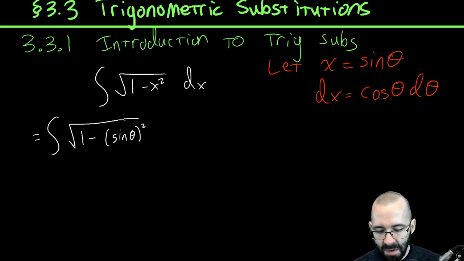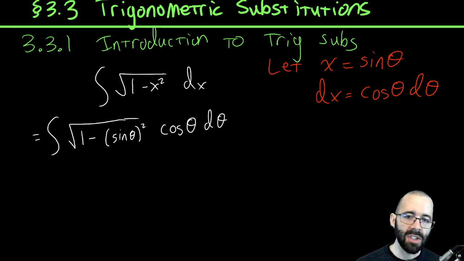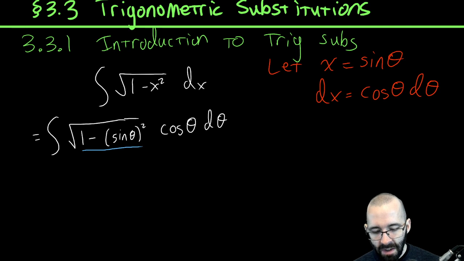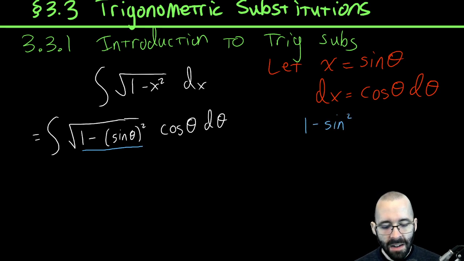Okay, that's no problem. So we got some trig. Well, Jason, this doesn't look that much easier. Well, let's simplify. Look what's going to happen when we simplify. What is 1 minus sine squared of any angle?